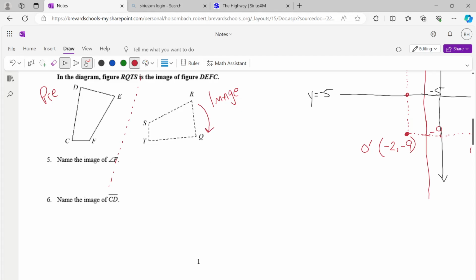So what I see, name the image of F. Well, the image of F is going to be S right here. So that's going to be S. And now we got to name the image of CD. Well, CD was this piece right here. So after that reflection and rotation, it's going to be this piece right here. So that's going to be TQ. So like I said, it got reflected over a line and then it got rotated down.